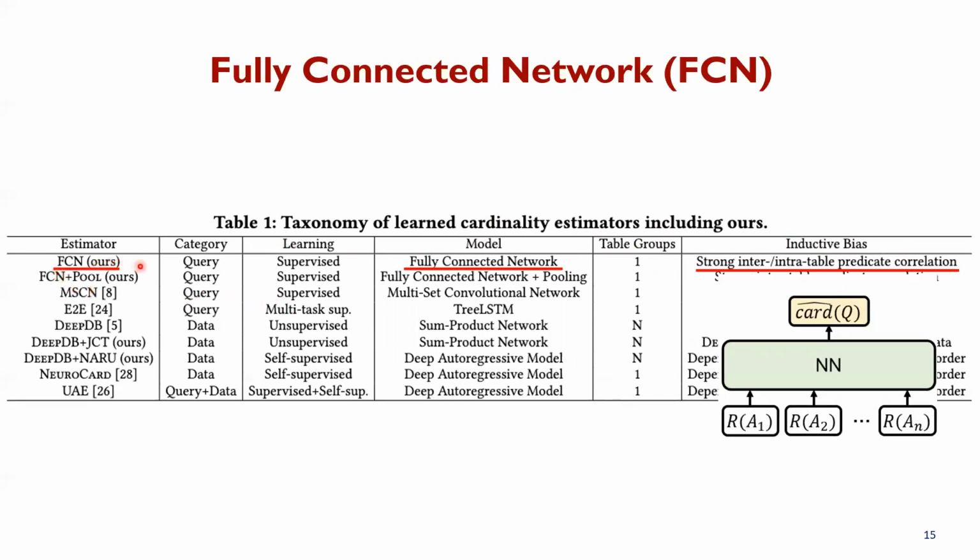The first method, FCN, is the fully connected network. It's a query-driven method and takes all selection predicates for all attributes and outputs cardinality. The network here is intended to strongly capture the inter- and intra-table predicate correlations. It captures the interactions between all predicate pairs.